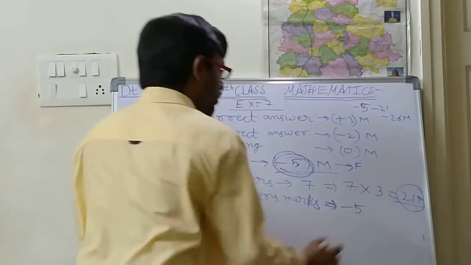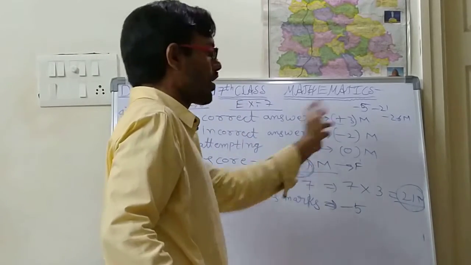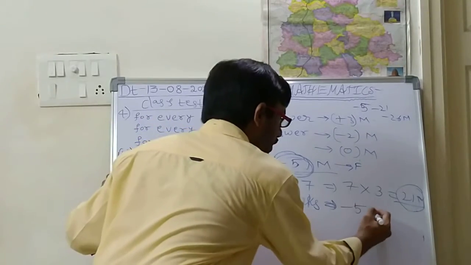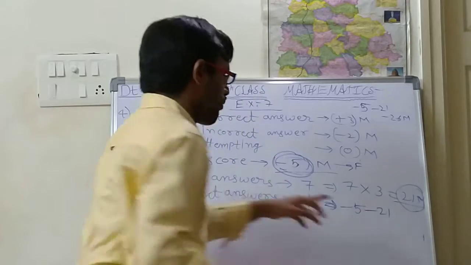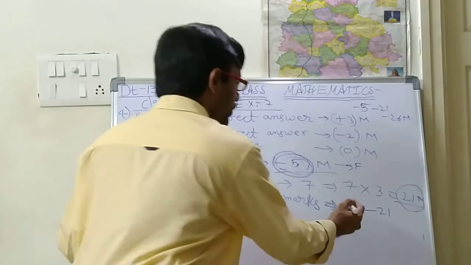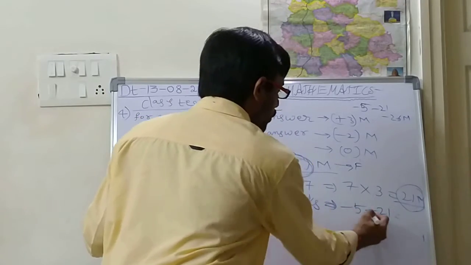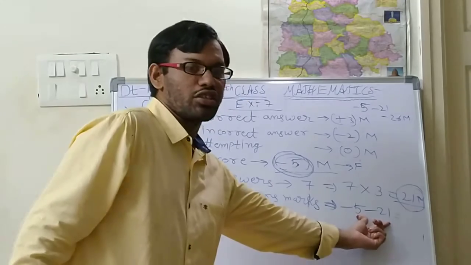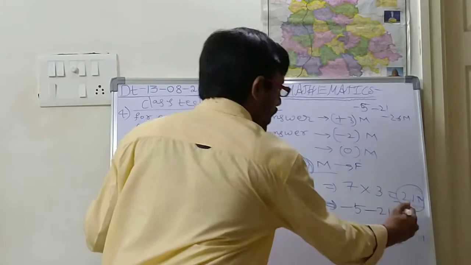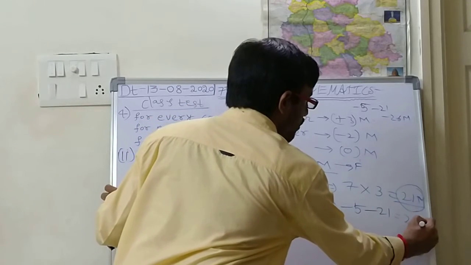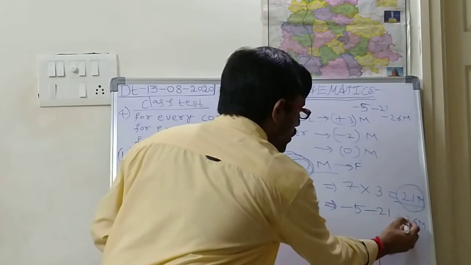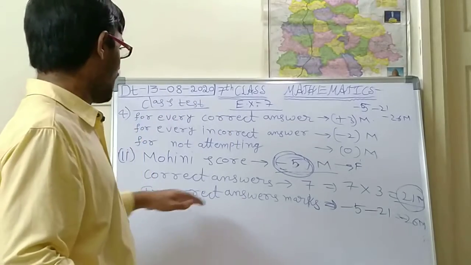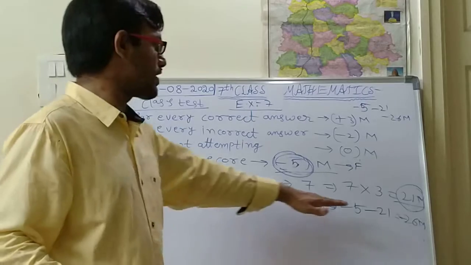Minus 5. From this minus 5 you have to subtract the correct answers score. That means minus 5 minus 21. So what is minus 5 minus 21? Both the symbols are same, so you have to add these two. 21 plus 5 is 26 marks. So minus 26 marks are awarded for incorrect answers.